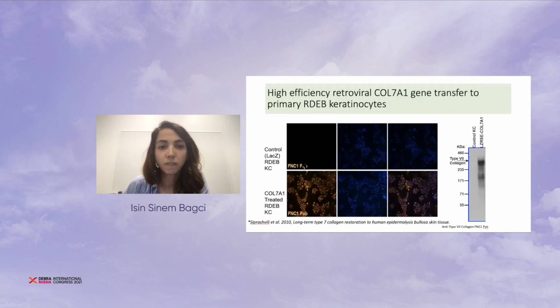Here on the upper panel, you can see the RDEB keratinocytes without treatment, and on the lower panel, RDEB keratinocytes with gene treatment expressing intracellular collagen 7 protein in immunofluorescence examination. Also in Western blot, the full-length collagen 7 expression was detected in the treated mice.